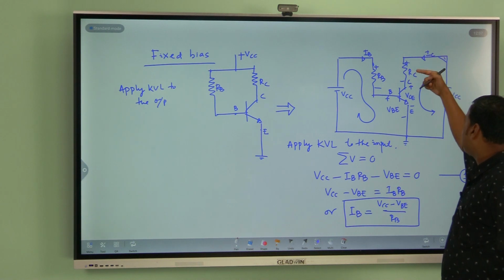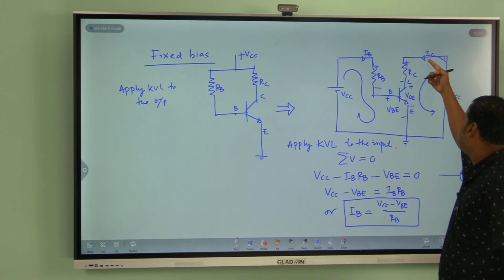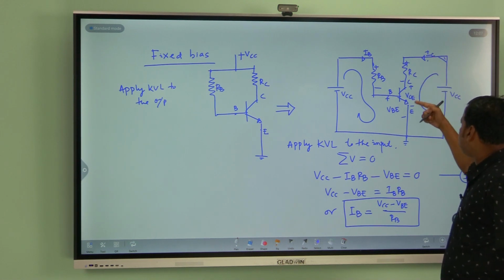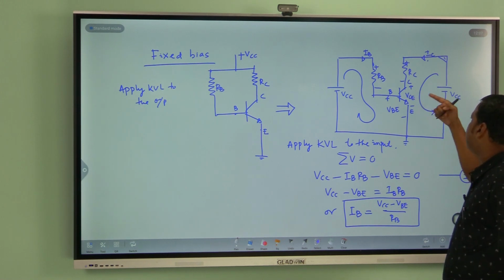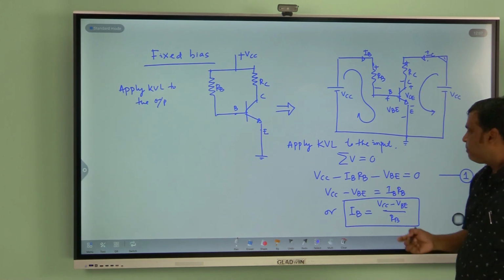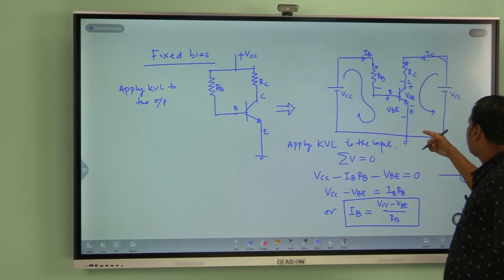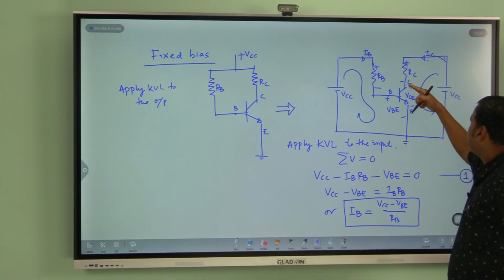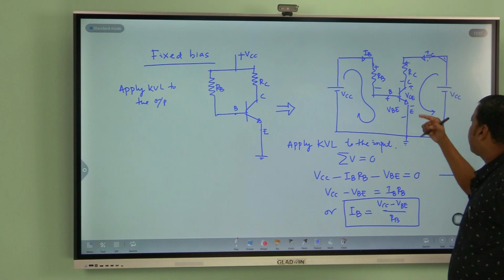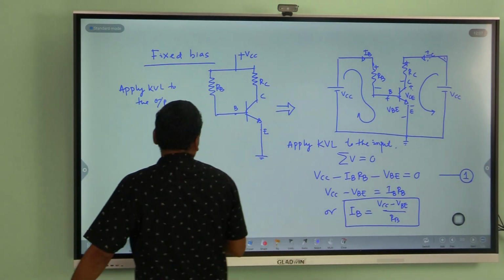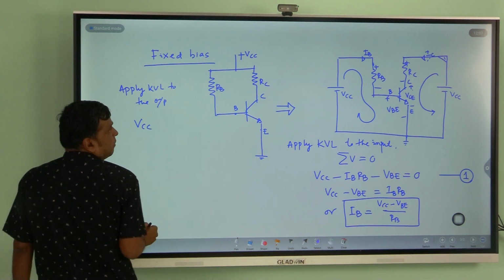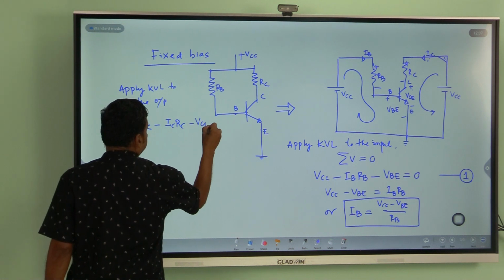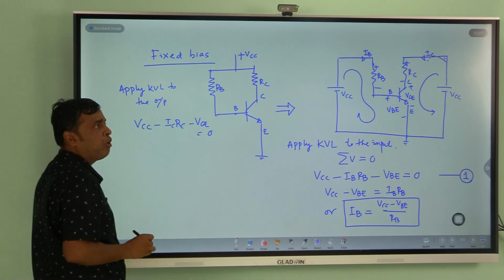in the collector resistor the current flow is IC. So, plus to minus, minus IC into RC, then you should consider the collector-emitter potential, that is your VCE, minus VCE equal to 0. Again, if I apply KVL to the output loop, what is my output equation? Minus to plus, plus VCC, plus to minus, minus IC into RC, plus to minus, minus VCE equal to 0. So, that is your VCC minus IC into RC minus VCE equal to 0. This is the output equation.